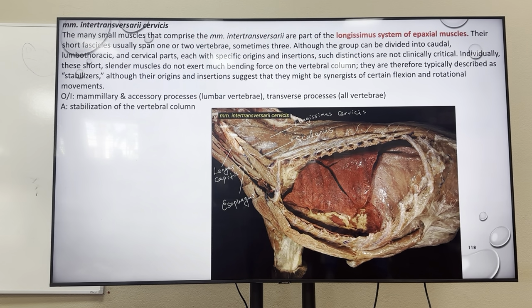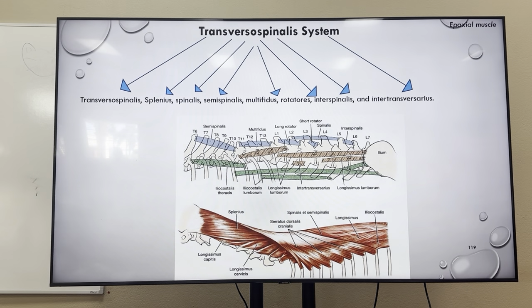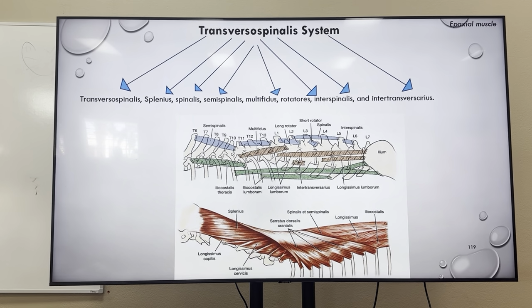So let's see if we can look at some of the transversospinalis. There are several groups of muscles that form the transversospinalis. We are not going to look at all of them, just pick a few and talk about them, because we don't want to mutilate our cadaver during the dissection. So we are just going to focus on a few, and we'll put a full stop for the semester. So let's take a 10 minute break.